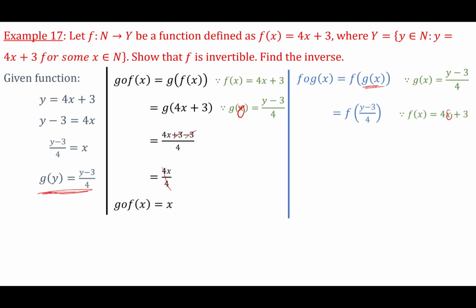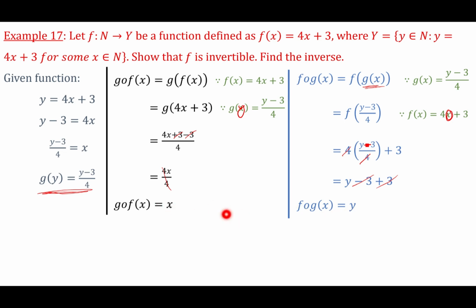So in place of x, you will write (y minus 3) over 4. Check, in place of x, I wrote (y minus 3) over 4. So here 4 and 4 you can cross out. And the remaining part is y minus 3 plus 3. So here positive 3 and negative 3 cross out. So y is the remaining part. So f circle g is equal to y.